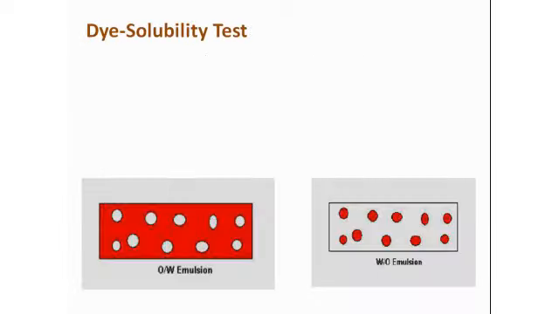The next test is the dye solubility test. So suppose we use any water soluble dye in an emulsion. If that emulsion is of the oil in water type, it means water is the dispersion medium, right? Water is present in a high amount. So if we use any water soluble dye, this dye will be dispersed throughout the emulsion, where you will find some colorless spots.